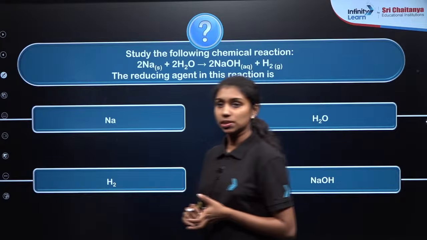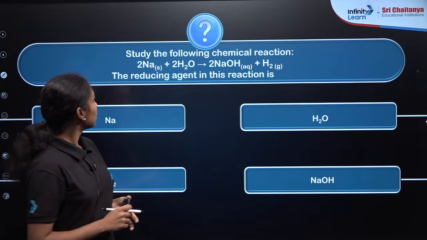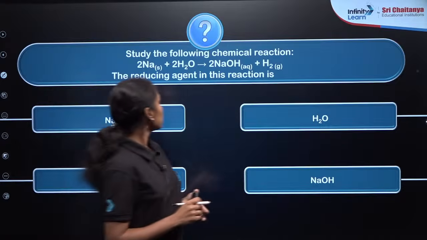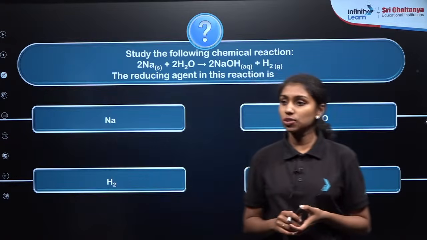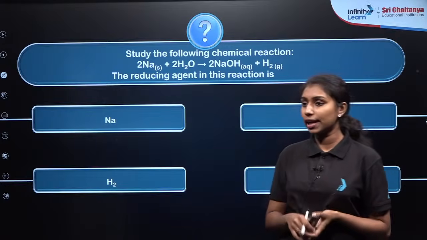Here is our next question. Study the following chemical reaction: 2Na plus 2H2O gives 2NaOH plus H2. You need to identify the reducing agent in this reaction.